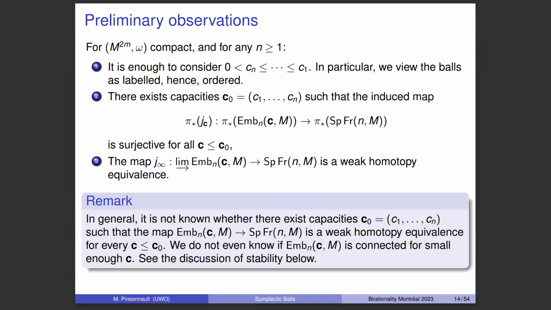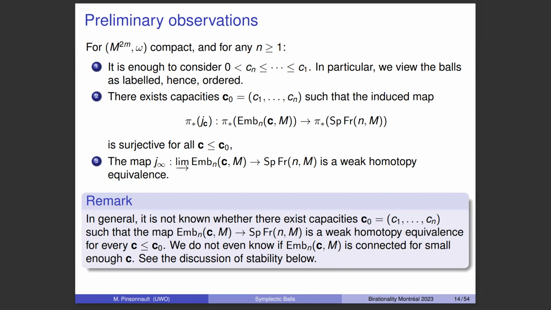Actually, frame configuration spaces. And the map, as I said before, you can use this now to really prove rigorously that as you take the limit as the ball shrinks, what you get is a well-defined weak homotopy equivalence.